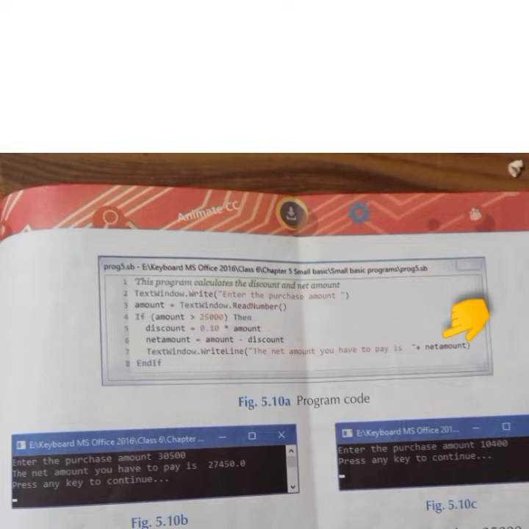Okay, so next, if the condition is false, suppose it is less than 25,000, then it doesn't execute the fifth, sixth, seventh statements. It directly comes out of the statements. Okay, understood? Look at the figure 5.10b.